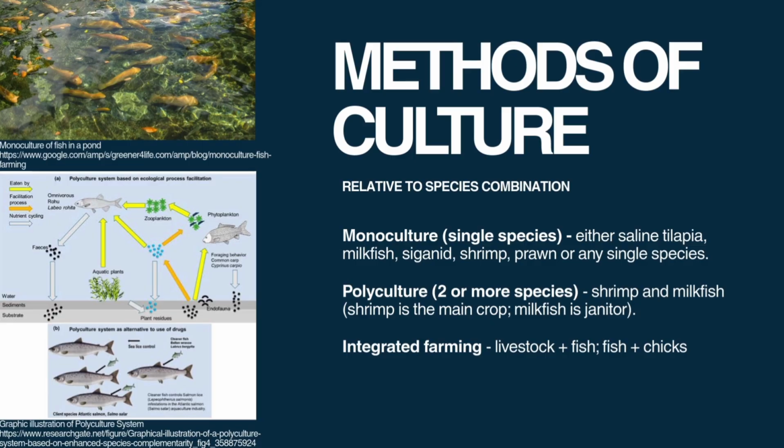So, yung phytoplankton will be eaten by the zooplankton and some fish, and the zooplankton will be eaten by omnivorous fish. The aquatic plants will absorb nutrients and provide food or habitat. Then the fish feces and plant residues will become nutrients in the sediment. And then the sediment organisms like the endofauna will help break down wastes, and the bottom feeding fish will stir the sediment and recycle nutrients. So that is how the polyculture based on ecological process actually works.